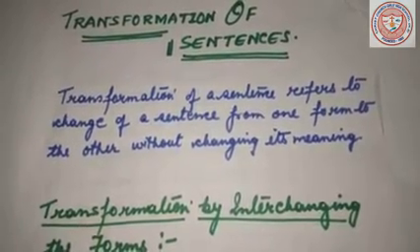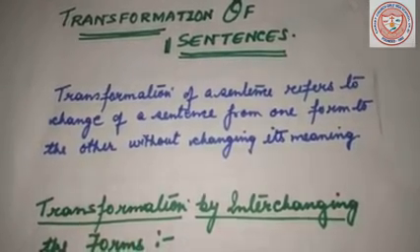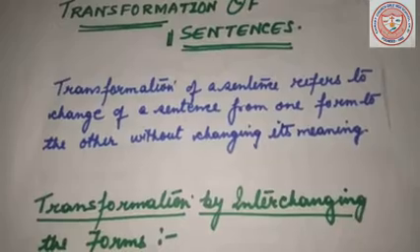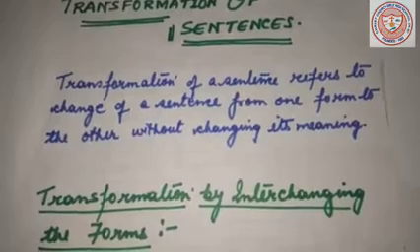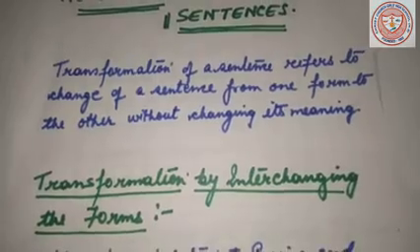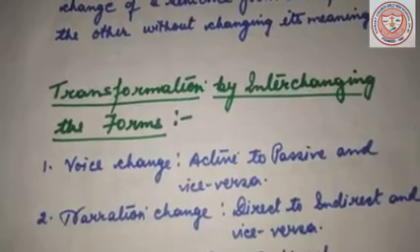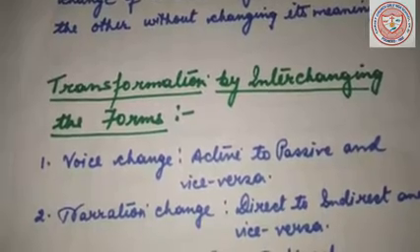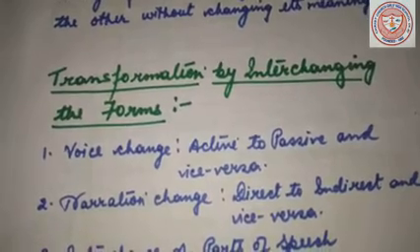So I would like to tell you a little bit of introductory portion for transformation of sentences. What is that? Transformation of a sentence refers to change of a sentence from one form to the other without changing its meaning. So, isn't it very clear? Without changing its meaning. Now, there are certain rules for transforming a sentence to the other. So, number one is transformation of sentences by interchanging the forms of sentences.